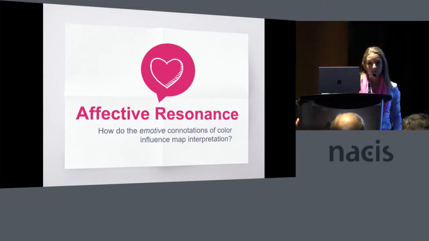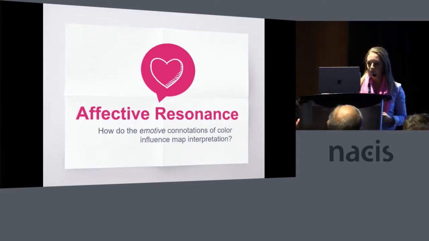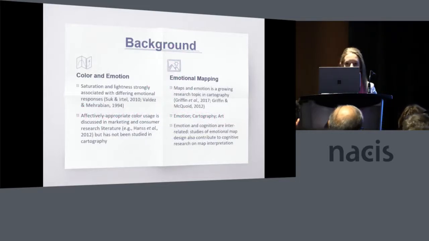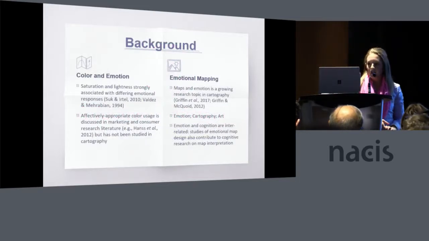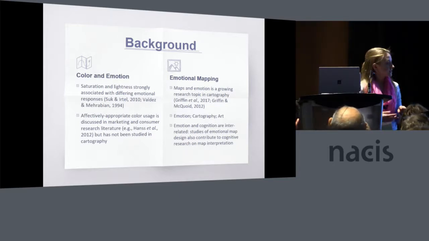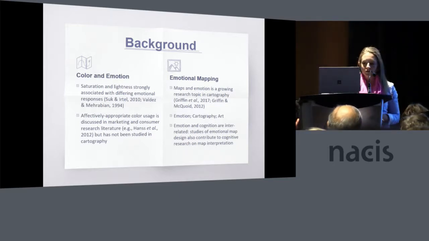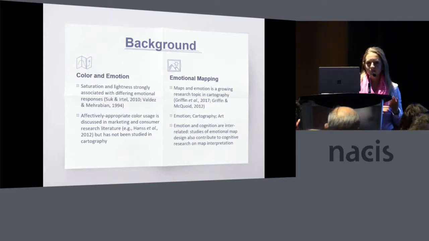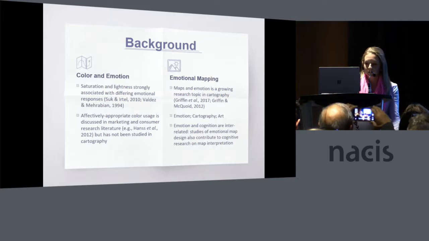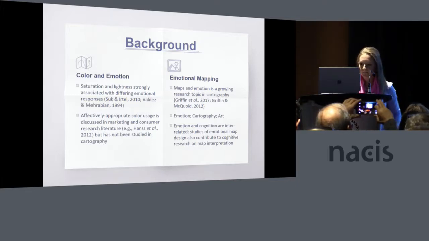So in this next section, I'm going to discuss how the emotional connotations of color might influence map interpretation. There's a significant amount of literature on the relationship between color and emotion, and actually most common are studies of hue, but the stronger correlations have been found in studies that use saturation and lightness. The idea of affectively appropriate colors is discussed quite a bit in marketing and consumer research, but has not, as far as I know, been really addressed in cartography.